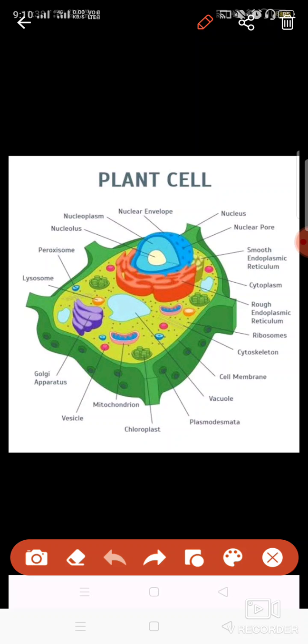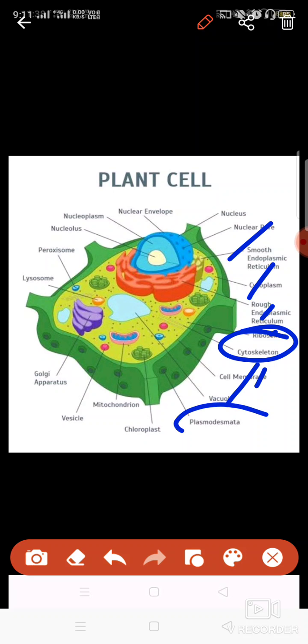Nuclear envelope, I told you. Nucleoplasm, the fluid present here. Nucleolus, it is the controlling center. Smooth endoplasmic reticulum. Cytoplasm, rough endoplasmic reticulum. Ribosomes. Cytoskeleton, the microtubules, as I told you. Then cell membrane, vacuole is present. Then plasmodesmata.